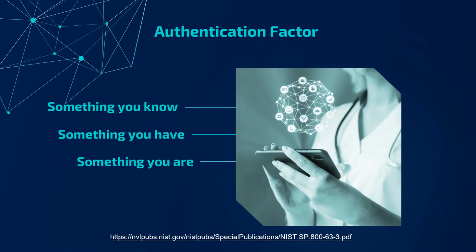The NIST SP 800 publication says that there can be three types of authentication factors. It can be something you know, such as your password or your PIN code, or something you have, such as a smart access card or a hardware token, or something you are, which is used to uniquely identify you, such as a fingerprint or an iris print.